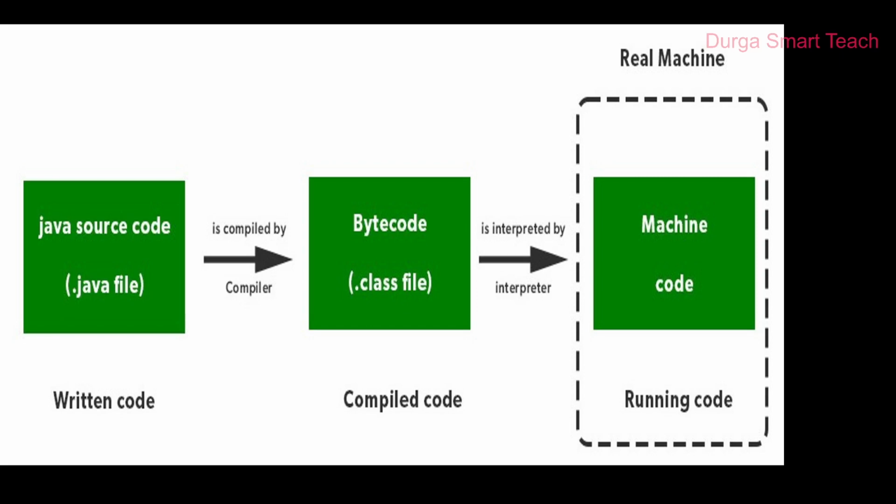Let's see here, Java source code. It contains the extension .java file. The compiler is used to translate from source code to bytecode. Whenever you compile a Java program, it will generate one .class file if the compilation is successful, and the .class file is translated to machine code by using the JVM, Java Virtual Machine, that is the interpreter.